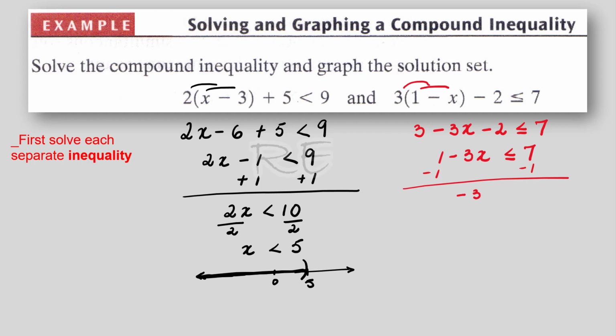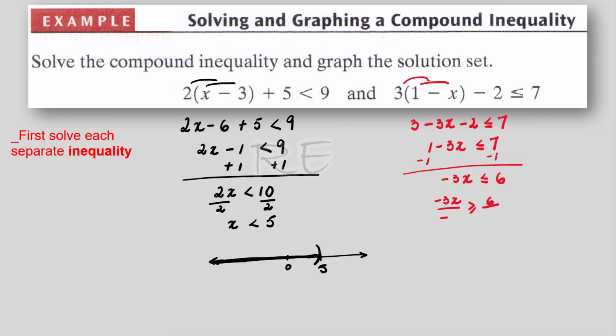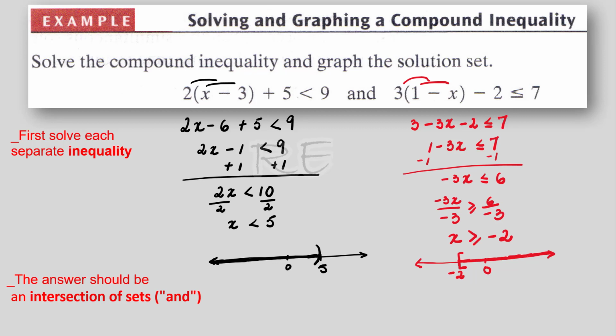We subtract 1 from both sides: negative 3x less than or equal to 6. And when we divide both sides by negative 3, we reverse the inequality. We obtain x greater than or equal to negative 2. At negative 2, we're going to have an open bracket, and we'll take all the values to the right of negative 2. That is all the values that are greater than negative 2.